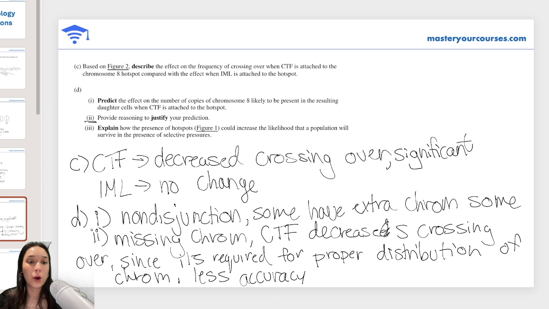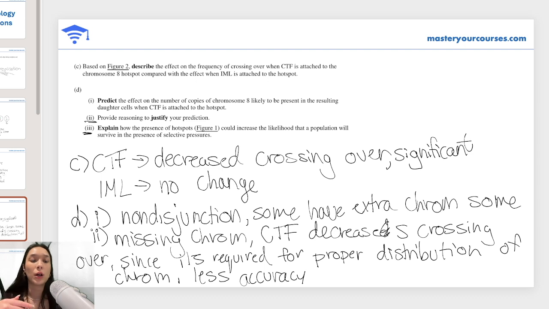Now for Part 3, it says, explain how the presence of hotspots, seen in Figure 1, could increase the likelihood that a population will survive in the presence of selective pressures. This one actually doesn't have to do too much with the figure. We need to know the purpose of crossing over. The purpose of crossing over is genetic variation, and that's also the reason that certain populations survive in the presence of selective pressures.